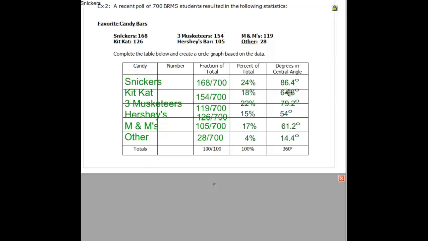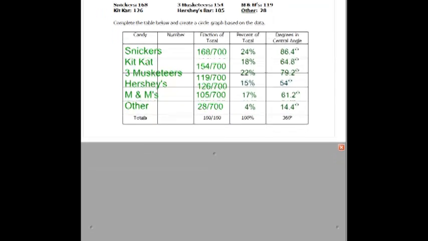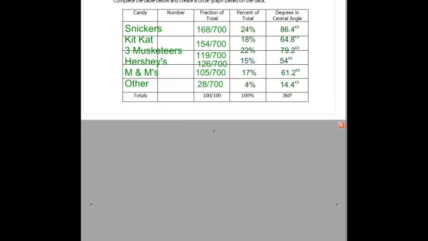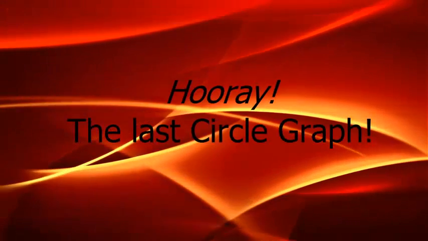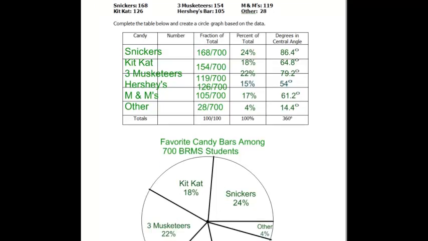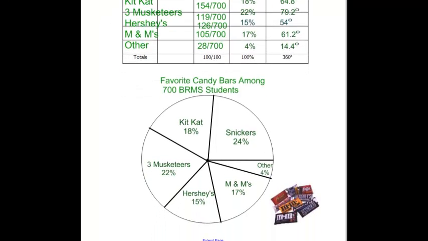Now, if you rounded here, you may not have added up to 360, and also you may not have gotten 100%, which is why I said not to round really until you go ahead and do your graph. So if your table's all set, you can pause here and create a graph. And here we have our circle graph relating to the favorite candy bars among 700 BRMS students. Notice the title, notice the percentages. I didn't color mine in, but maybe you did. So that's circle graphs in a nutshell.